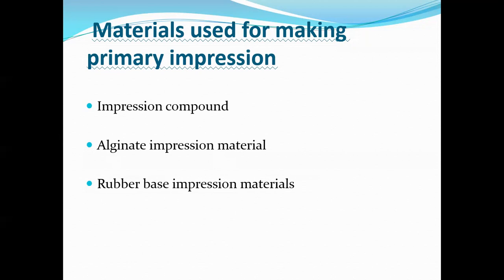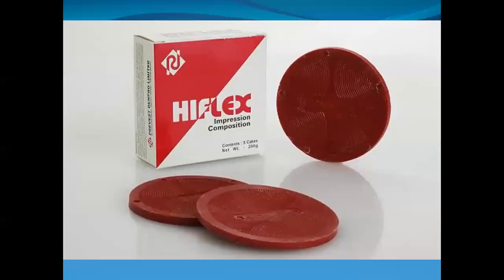Now, the materials used for making the primary impression are impression compound, alginate impression material, and rubber-based impression material. This is impression compound. It's a rigid, thermoplastic material. That means we put it in hot water to soften it, and then it becomes rigid when it's cold. This impression compound is used for the primary impression for an edentulous patient, for a complete denture.